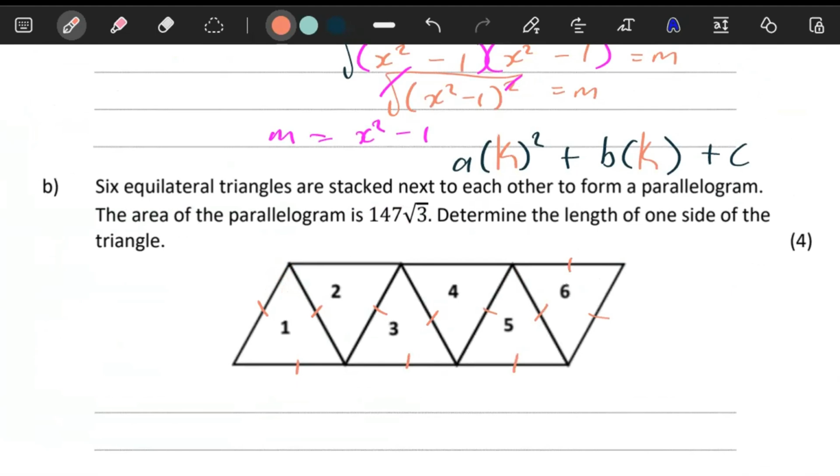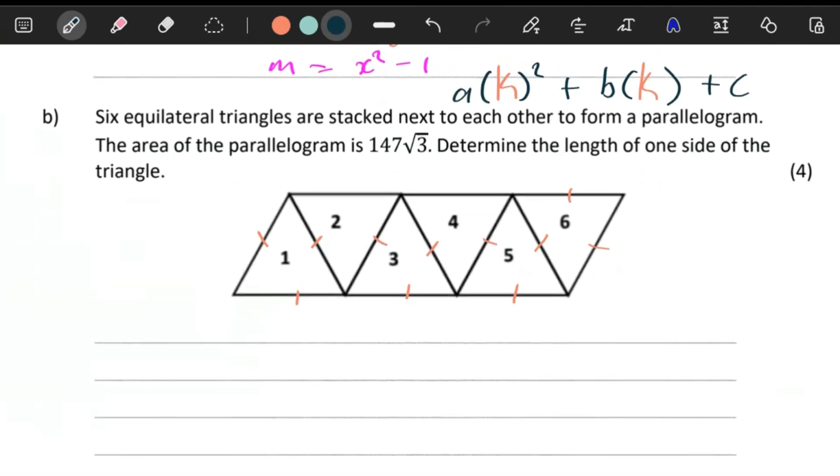And then it says here, 6 equilateral triangles are stacked next to each other to form a parallelogram. And then it says here the area of the parallelogram is this much. So it's like 1, 2, 3, 4, 5, 6. Well, obviously the area of one triangle is this divided by 6. Determine the length of one side of each triangle. That's easy, because firstly, you have to remember that with a parallelogram, the area of a parallelogram, we have it. So the area of one triangle is equal to this value here divided by 6.